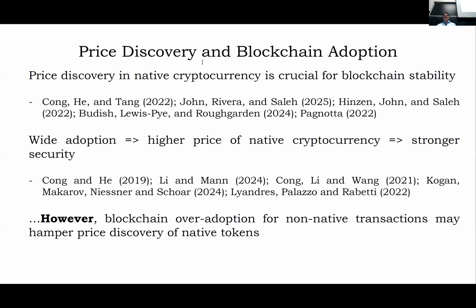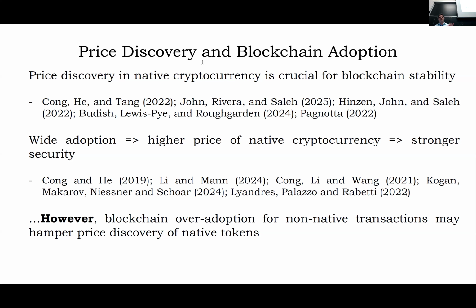And many papers have highlighted this importance, like the fact that it facilitates consensus among validators, it is less subject to manipulation, and so on, right? But the point we want to highlight here is that if you over-adopt blockchain, which means that there is too much traffic on a specific network, especially if this traffic involves non-native transactions. So transactions which involve tokens which are not the native currency of the underlying blockchain.